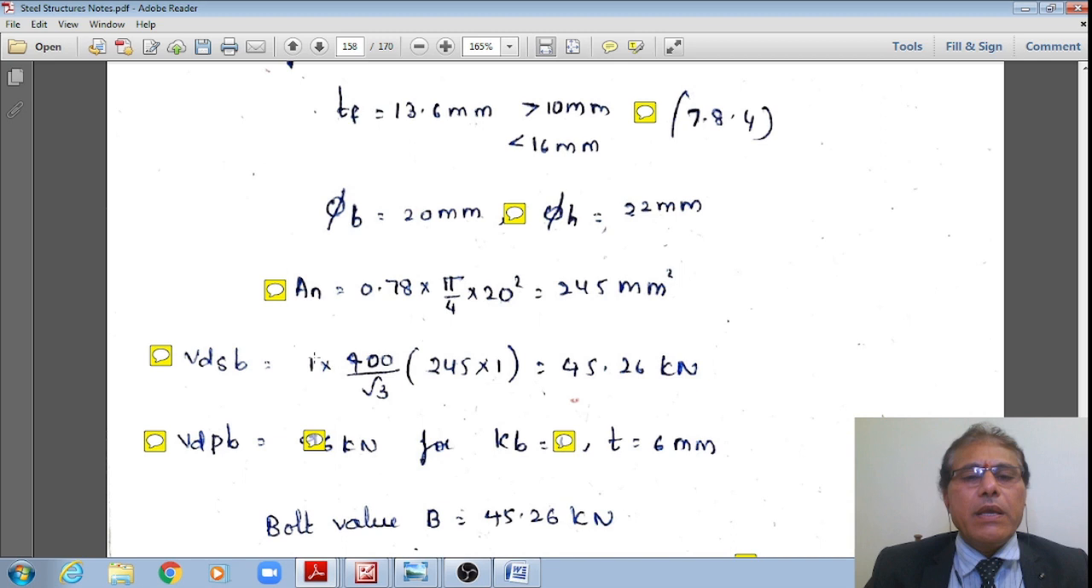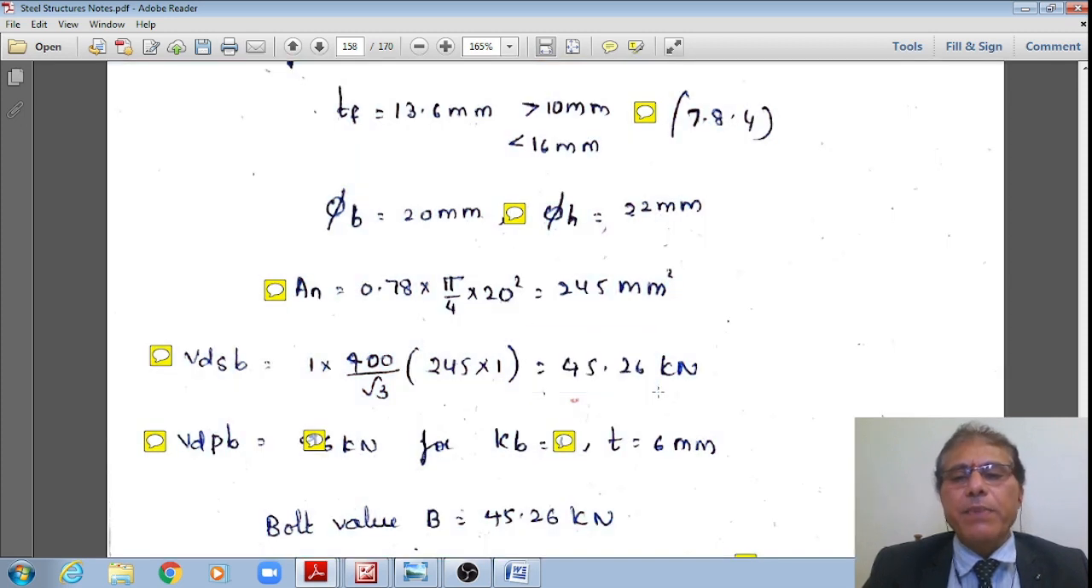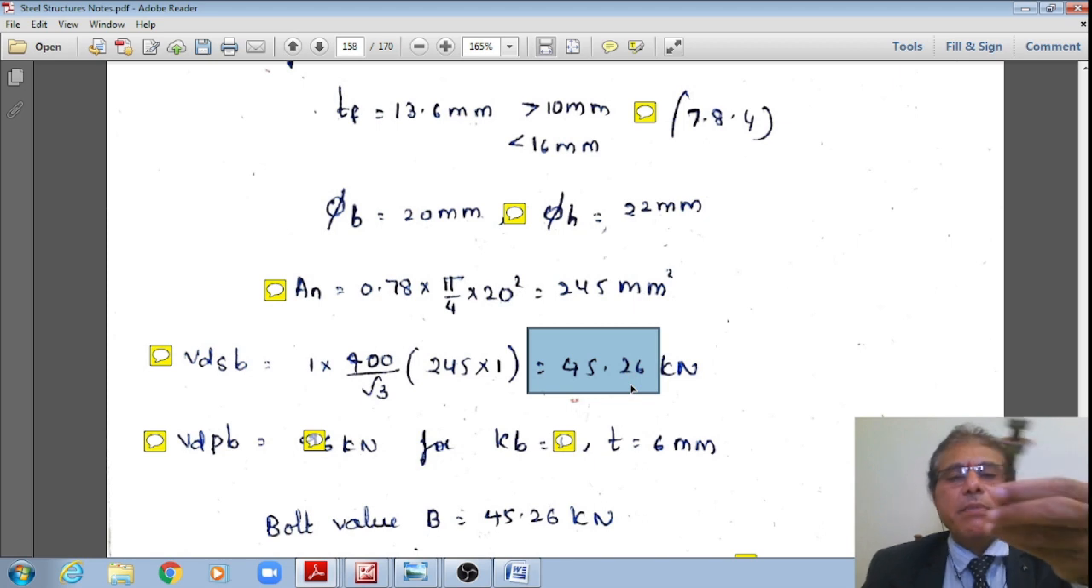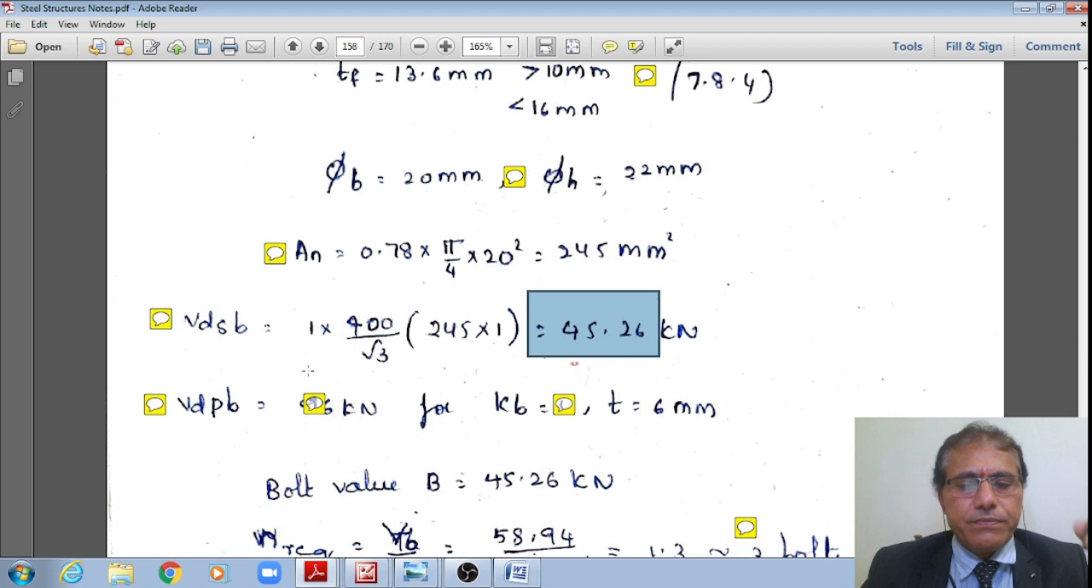Therefore, nn is equal to 1 multiplied by 245, multiplied by the nominal shear stress of the bolt, which is 400 divided by root 3, that divided by 1.25. It works out to say 45.26 kilonewton. For 20 mm diameter, please remember this as 45.26 in single shear.